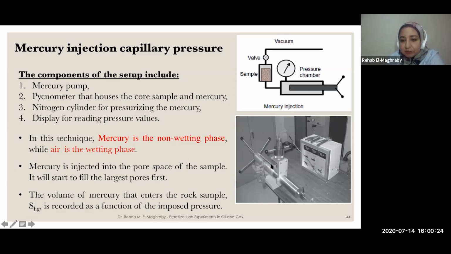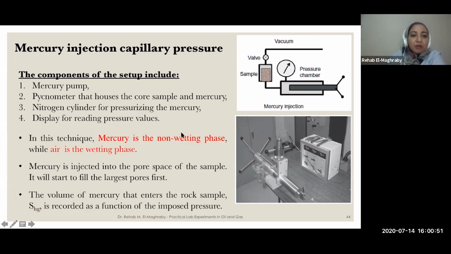Okay, and there is a transparent window here where you can monitor the injected volume of mercury, and this is the penetrometer where you will place your sample. There will be a gas cylinder to make pressure, and there will be a pressure reading here to know the pressure, because it is a capillary pressure. You have to know the pressure of the injected mercury because you are measuring pressure versus volume or versus saturation.